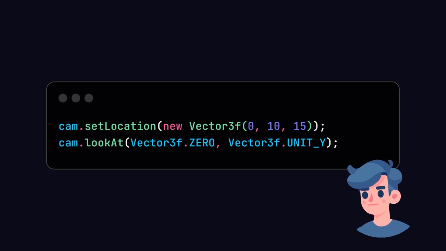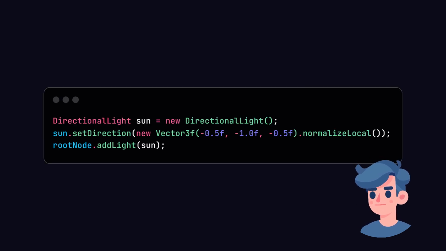Next, let's set up a camera to view our game world. We need to set the position and direction of the camera for a better perspective. Now let's add some lighting to our scene. It's essential to have proper lighting in a 3D game to enhance visibility and realism.